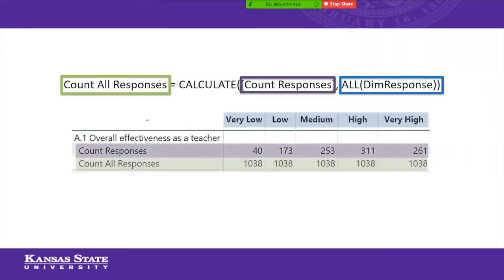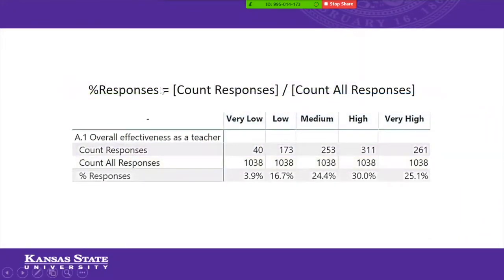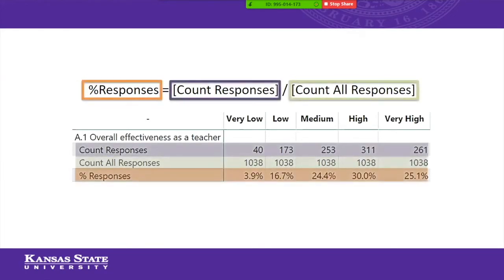So now that we have those two measures, count responses and count all responses, we can divide the two, and then we can get our percent responses. Again, we have our title, percent responses, equals, and then we're referencing those other DAX formulas, count responses, dividing using a slash, and then count all responses. When we put that on the table, it will show as a percentage breakdown for each of these categories. So that's just some basic DAX formulas, referencing and using some functions of count and the calculate function to get at a percentage. So we have our percent and our count all.